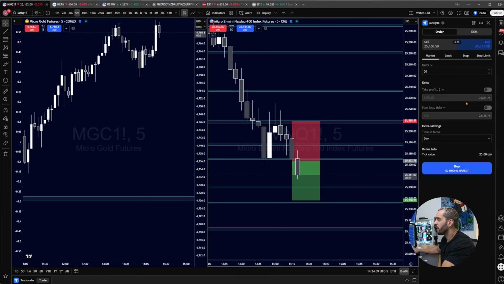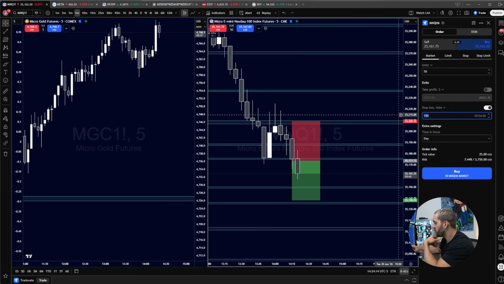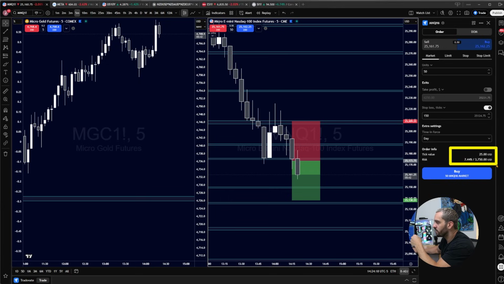And what I do is we're going to come over to this little box here, and I'm going to click this box that says stop loss. I'm going to put in 150, and on the bottom what you're going to see is a number pop up. That number says I'm risking $3,750 if I have a 150 tick stop loss with 50 contracts. So it's obviously way too much.